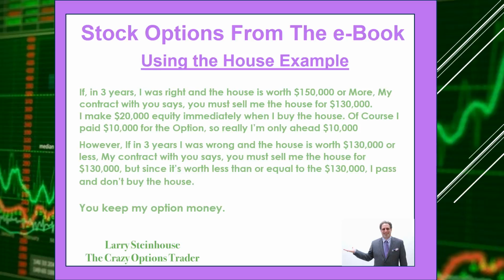However, if in 3 years I was wrong and the house is worth 130 or less, my contract with you says that you must sell me the house for 130. But since it's worth less than or equal to the 130, I pass and I don't buy the house. And you get to keep my option money. So basically, I lost $10,000.